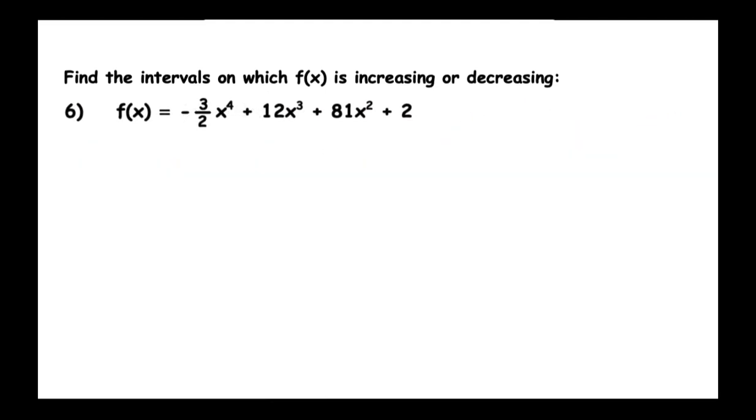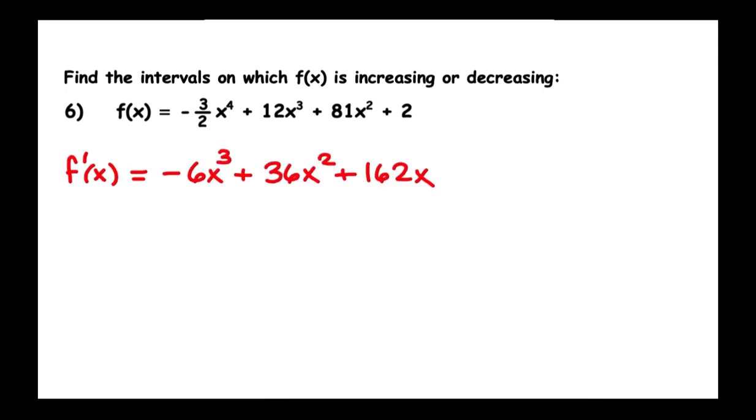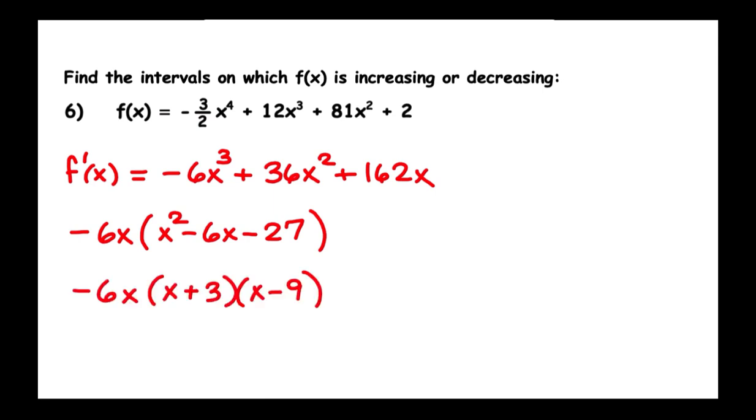Okay, same instructions. Find the intervals on which the function's increasing or decreasing. That signifies the first derivative is necessary. All right, there it is. Once again, I want to factor, and this time I'm going to take out a -6x. And the resulting trinomial can again be factored into two binomials. Now, of course, we're looking for the intervals of increasing and decreasing, so we need to set the derivative equal to 0 because that's when it will change directions. And the critical numbers are going to be 0, -3, and +9.